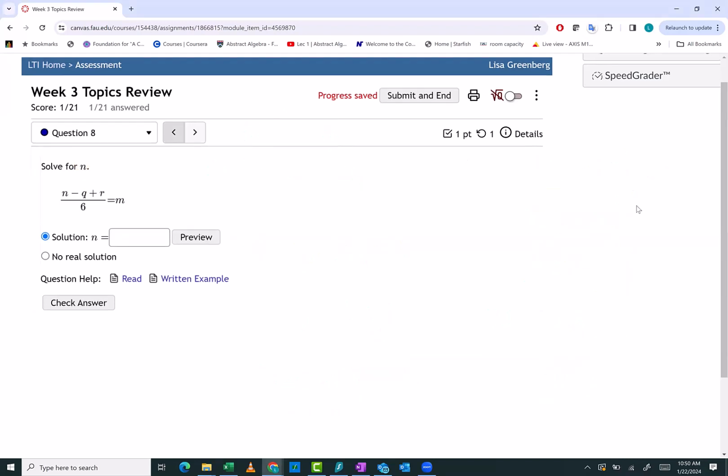I start here with N minus Q plus R, divided by 6, equals M. And I want to solve for N. And look where N is. It's in the numerator of a fraction with a lot of other pieces. Again, where do we start? We start exactly where we said before.